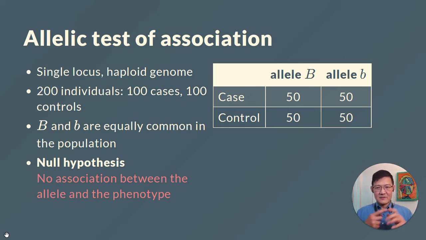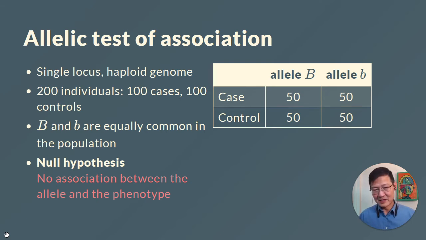Now, if that's the case, we get this table on the right here, which is the expected table. There's no association between the allele and whether there's a disease or not, and so you get the two rows to be equally distributed. And because we also assume that the major and minor alleles are equally common in the population, then the two columns are also equally distributed. So you get 50 in each entry of the table.